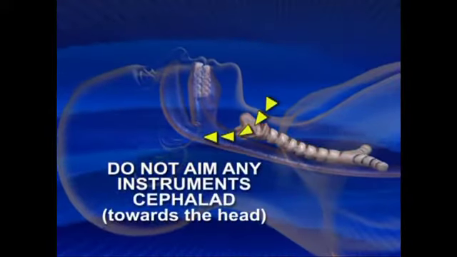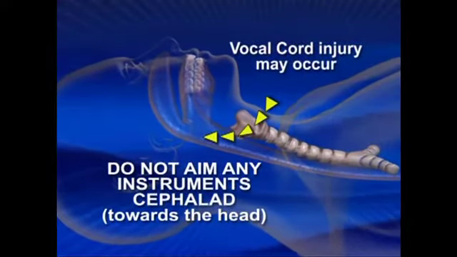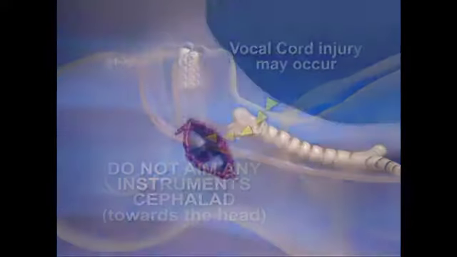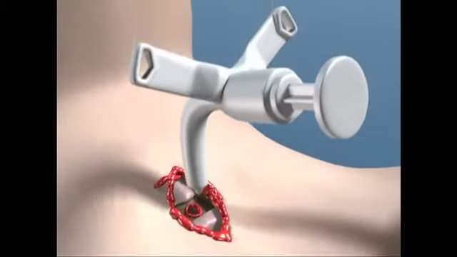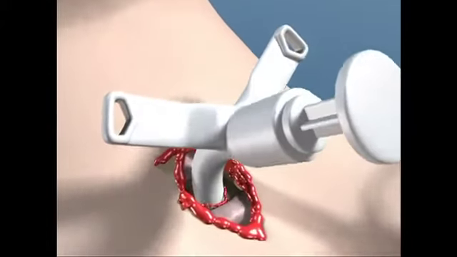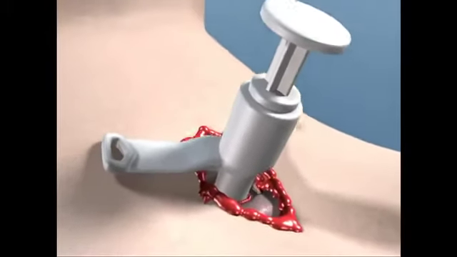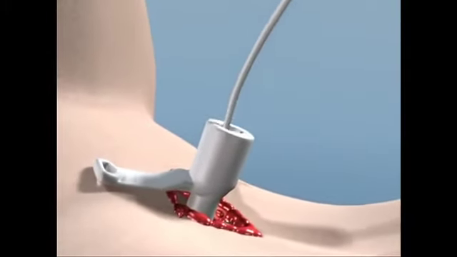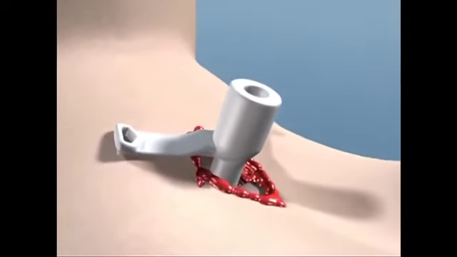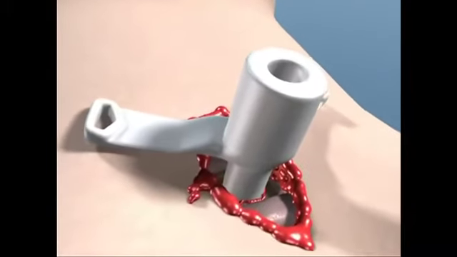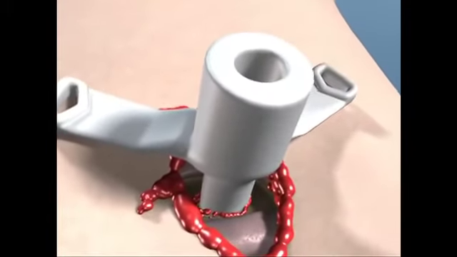It is very important not to aim any instrument cephalad, towards the head, since injury to the vocal cords may occur. Insert the Shiley tracheostomy tube caudally through the incision and remove the beveled stylet. If a tracheostomy tube is not available, a number 6 endotracheal tube can also be used, and entrance may be facilitated by use of a stylet.